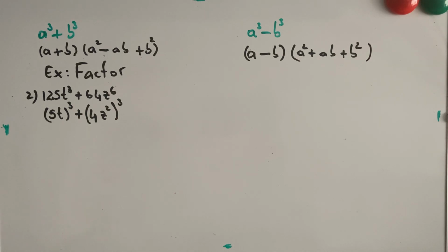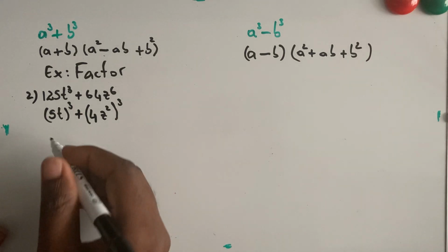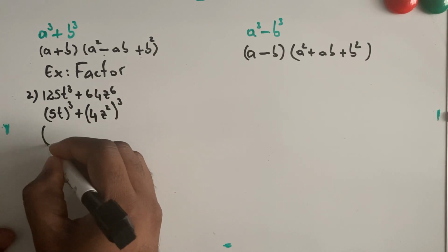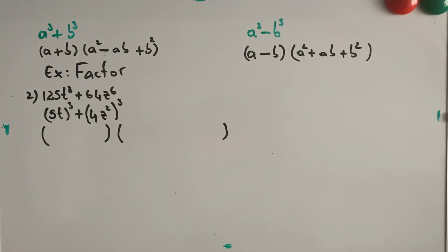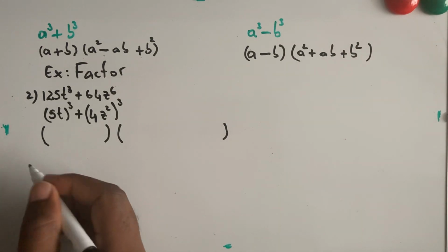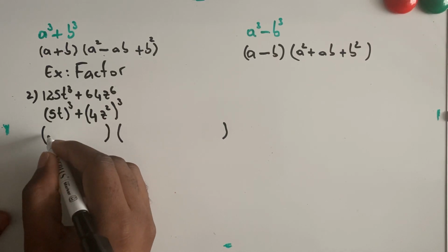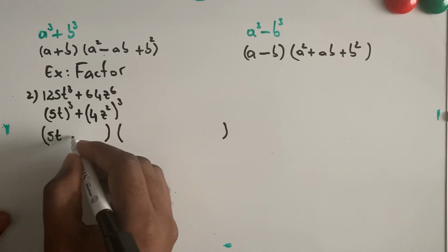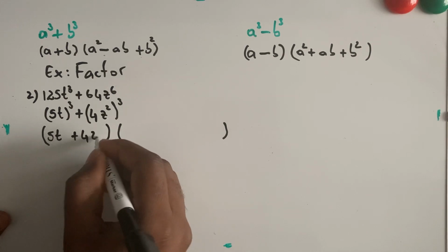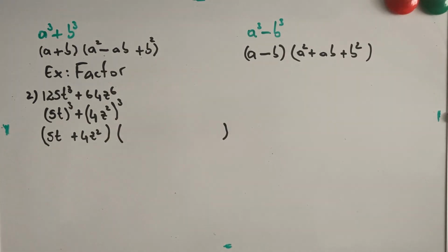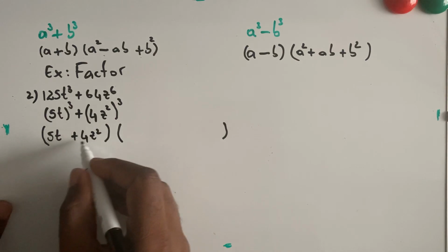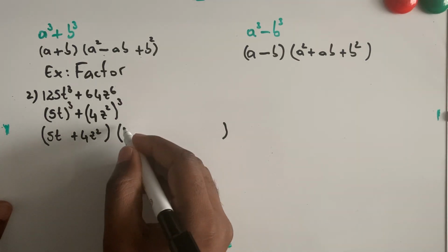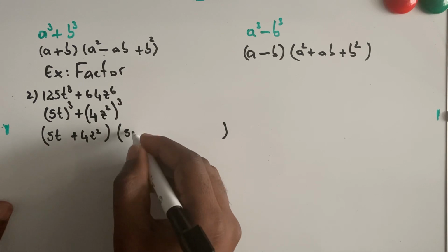All right, now once you do this, the rest should be pretty simple, because you're just going to use the formula. Remember, one factor here, another factor there, right? So the first factor is a plus b, so I have 5t plus 4z squared, because that's what I have. I drop the 3. The next factor will be the first one squared, so 5t squared. I'm going to write it so everybody can see.